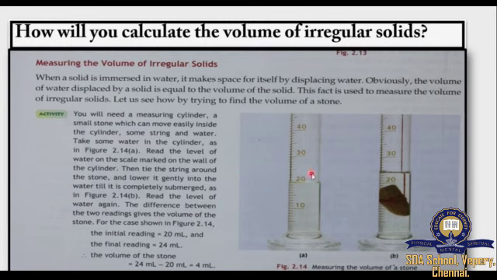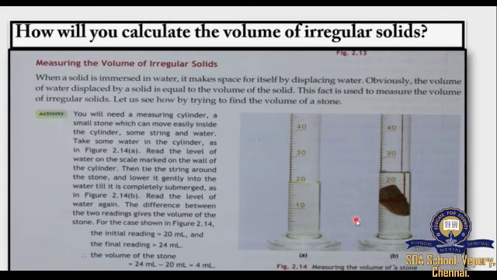Take some water in the cylinder as shown in figure 2.14a. Read the level of water on the scale marked on the wall of the cylinder. Then tie the string around the stone and lower it gently into the water till it is completely submerged, as in figure 2.14b. Read the level of water again. The difference between the two readings gives the volume of the stone.